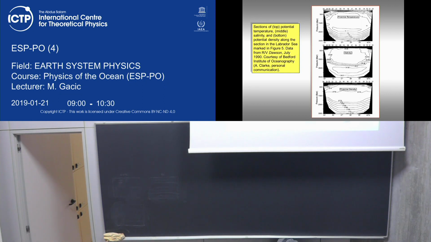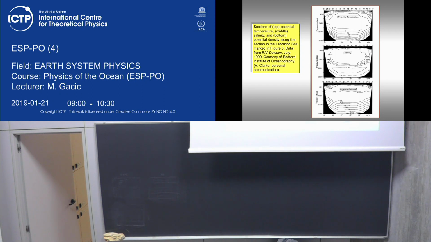One of the examples where the oxygen is missing completely is the Black Sea. After a certain depth in the Black Sea, there is no oxygen at all, because, we should know, in the Black Sea there is a lot of freshwater discharge.